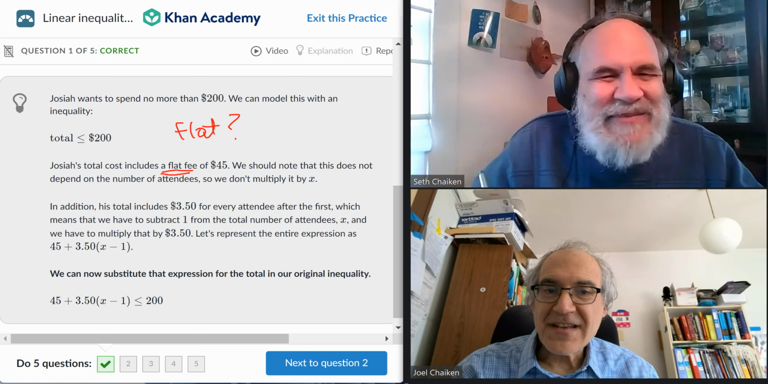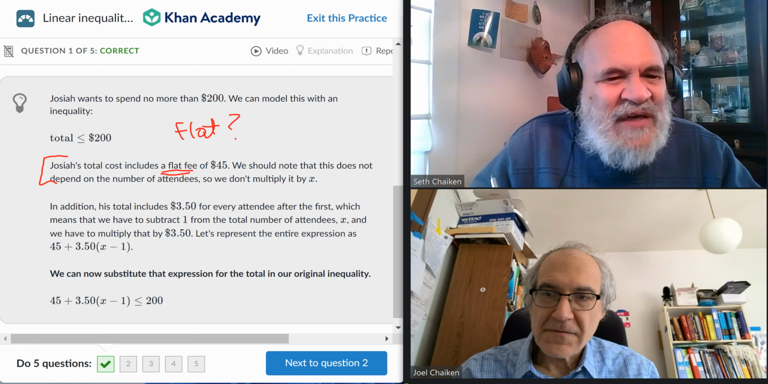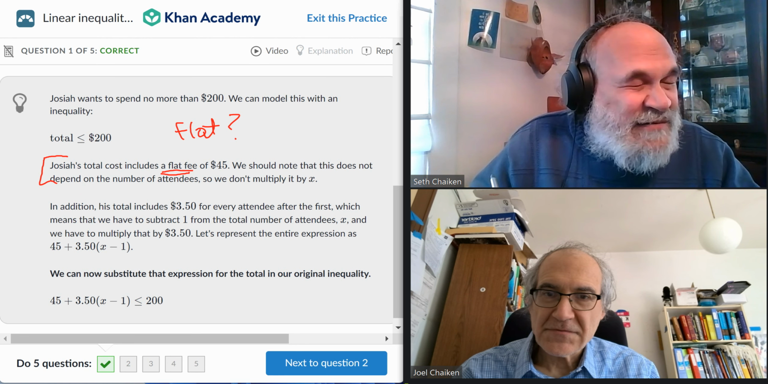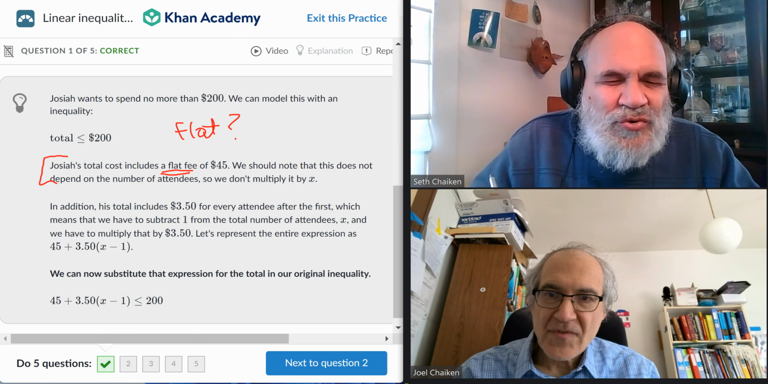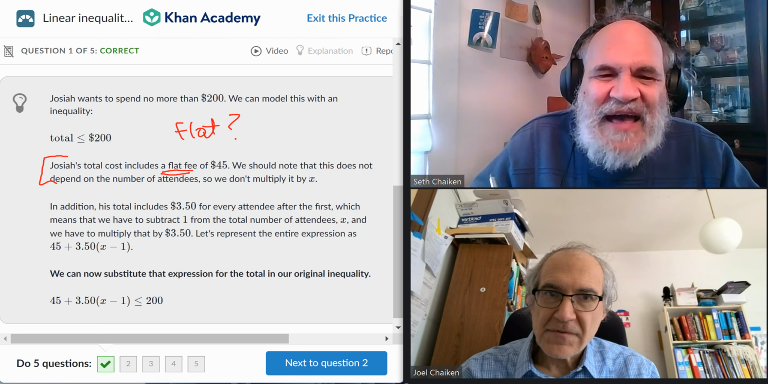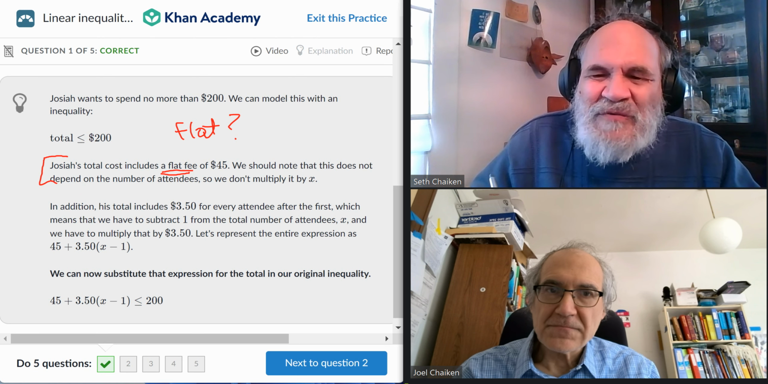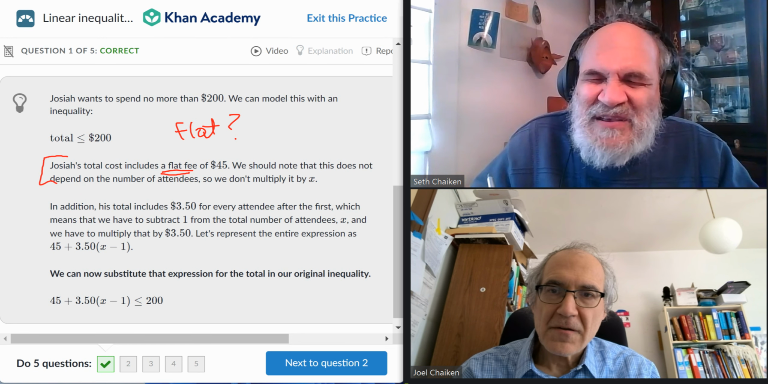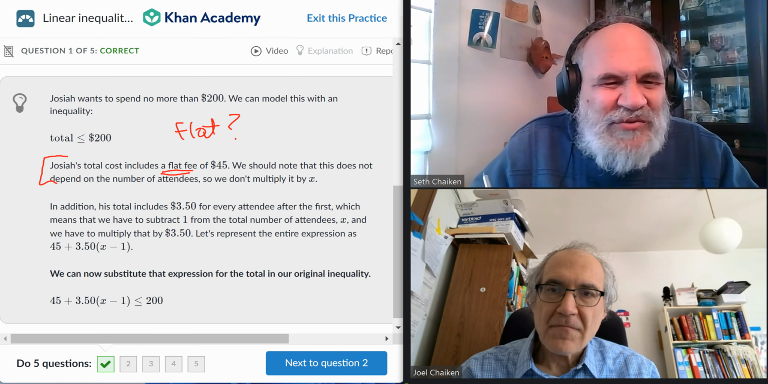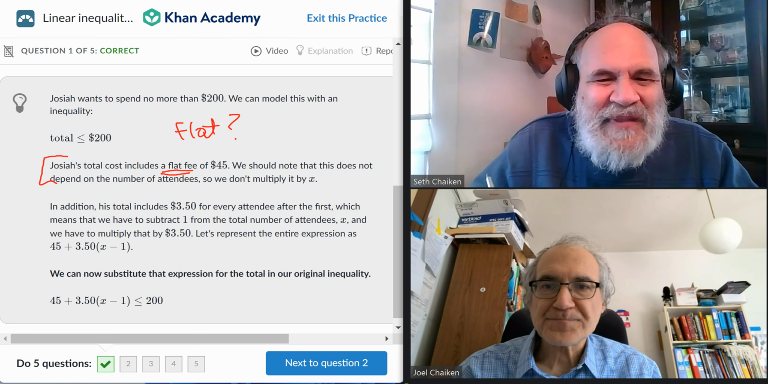So this question tests whether you could guess, or had heard of, or knew the way the word flat is used for fees. And you have to know English. Right. That's what a fee means. The whole story.